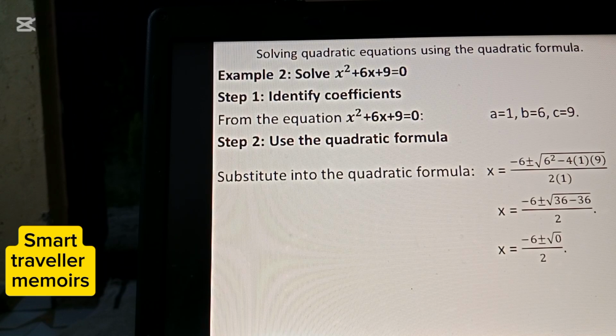Question number 2: solve x squared plus 6x plus 9 is equal to 0. As usual, the first thing you always do is identify the coefficients: a is 1, b is 6, c is 9. Then you substitute them into the formula. Finally, you end up with negative 6 plus or minus the square root of 0 over 2.